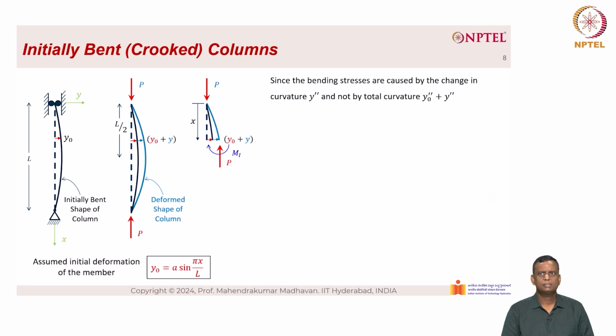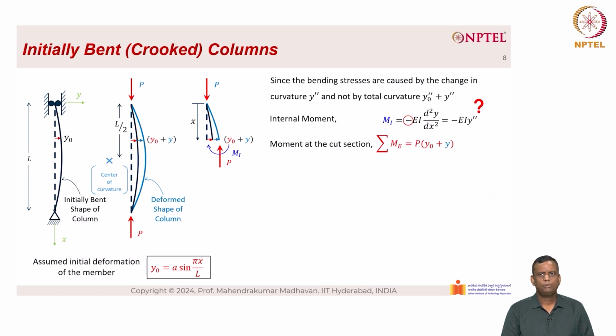Since the bending stresses are caused by the change in curvature, y double dash, and not by the total curvature, y0 double dash plus y double dash, the internal moment is given as M_i equal to minus EI d square y by dx square, which is equal to minus EI into y double dash. It may be confusing to some audience why there is a minus sign here. The minus sign is determined based on the center of curvature of the column. Here the center of curvature is to the left side of the column as indicated in the figure, which is opposite to the direction of the positive y direction.